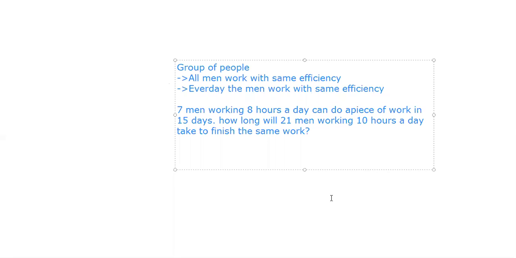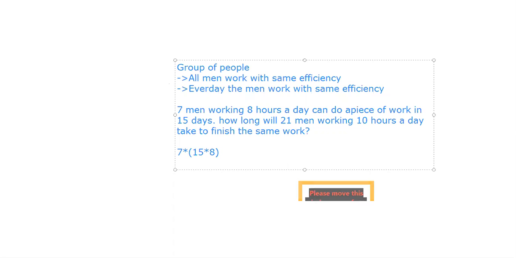4 days, sir. Okay, so now let's check it. Every man works with the same efficiency. So 7 men eat one chocolate a day. Let me take 7, and this is the efficiency. So 7 chocolates is the efficiency. And what is the time taken? Time taken will be 15 into 8. That is the total time taken.